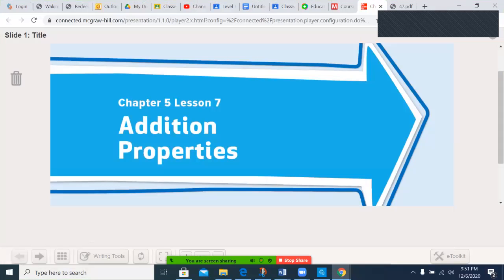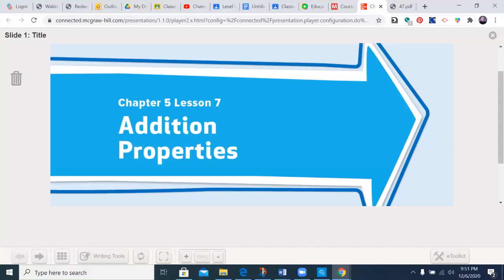Today's lesson, Chapter 5, Lesson 7, Addition Properties. You should have page 341, the Lesson 7 Addition Properties, out. This would have been a delivery in a recent week. It's advisable that you fill this in as you go.